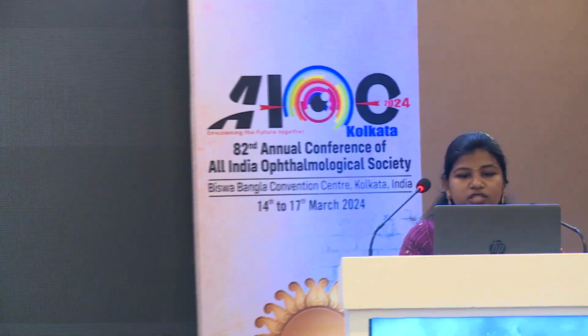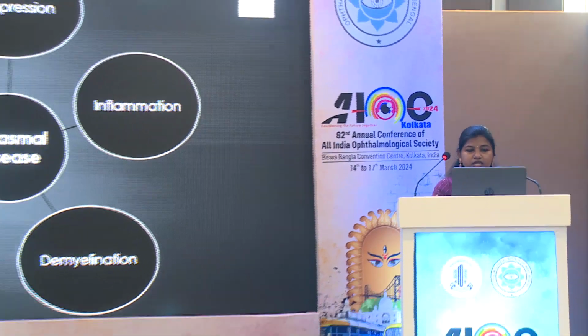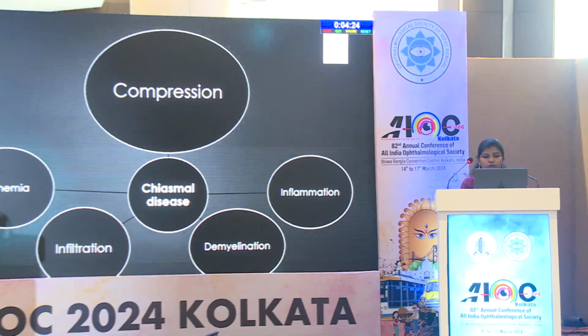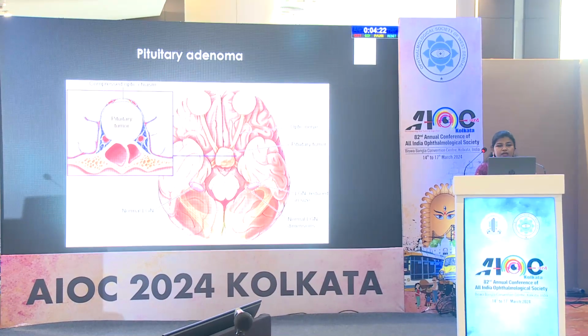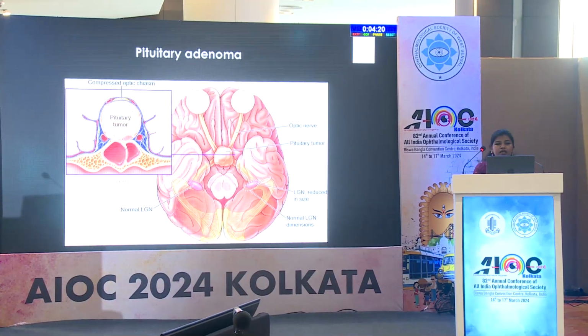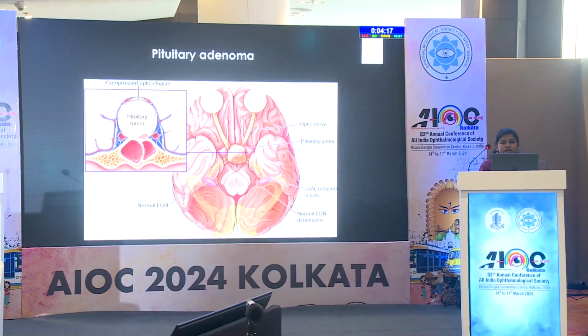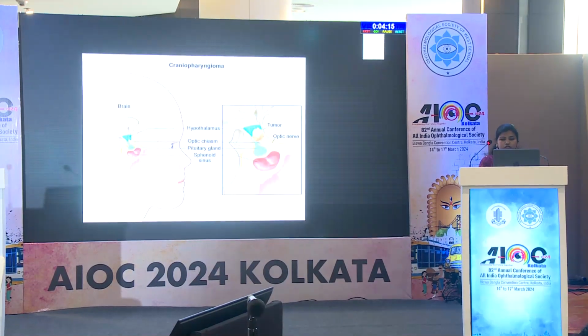These are the common etiologies involving the chiasma: compression, inflammation, demyelination, infiltration, and ischemia. Among these, compression is the most common cause, and in that we commonly see diseases like pituitary adenoma and craniopharyngioma.